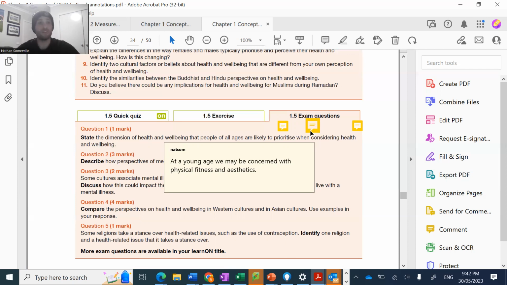They think of physical fitness. How do I perform physically if I'm going to play sport? I'm competing against my friends. How's my fitness in that realm? And also, how do I look?